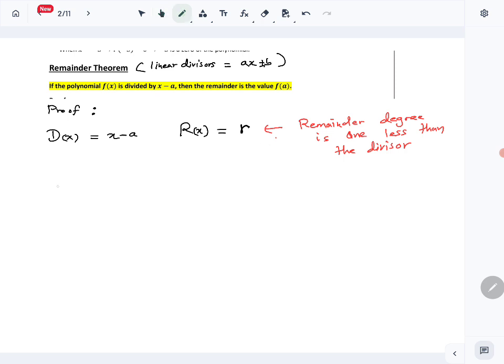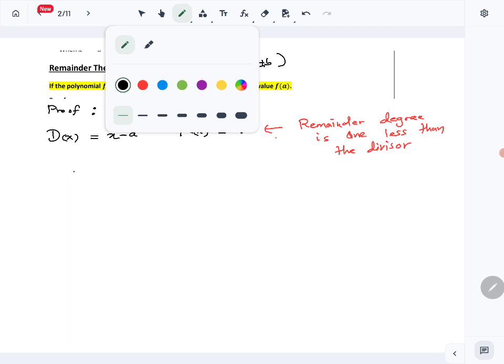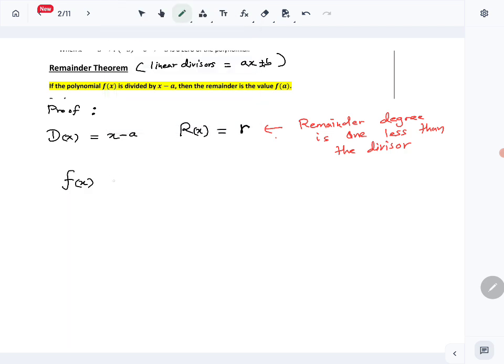Now let's write the division algorithm form. We want to divide f of x by x minus a. So we are going to use the second form of the division algorithm. f of x is equal to what? The quotient times the divisor plus the remainder. What is the remainder? Remainder is r, right? So that is what we have. Let me make it as equation 1.